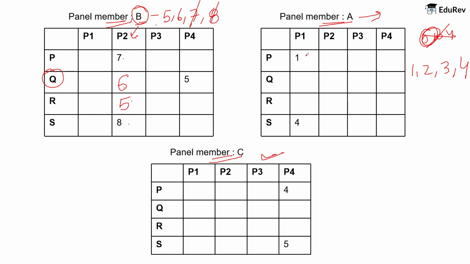Now let's look at panel member A. I think for panel member A, I do not have much information, because for Q and R also I have two possibilities, 2 or 3, right? Now if I look at panel member C, I am given the score for parameter 4 of candidate P and candidate S.